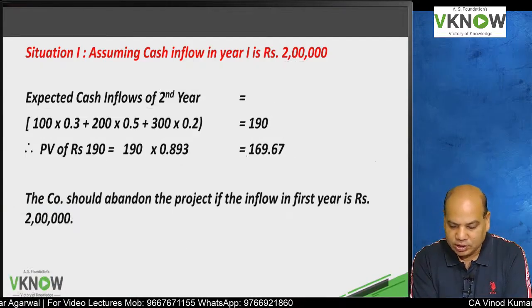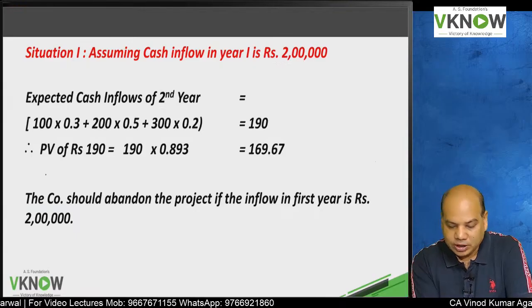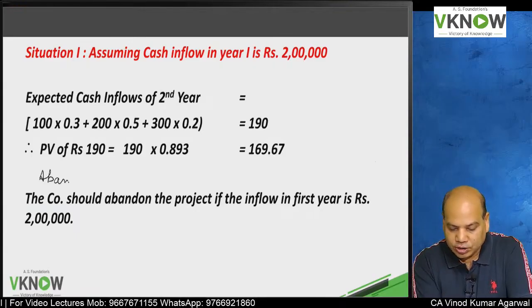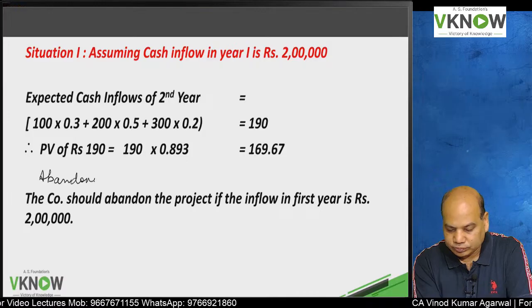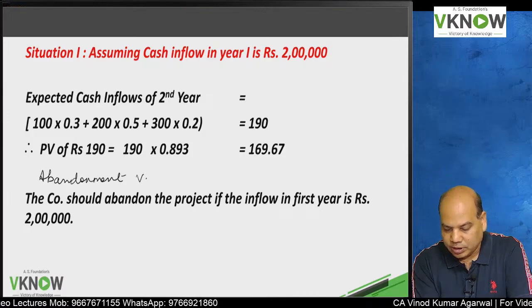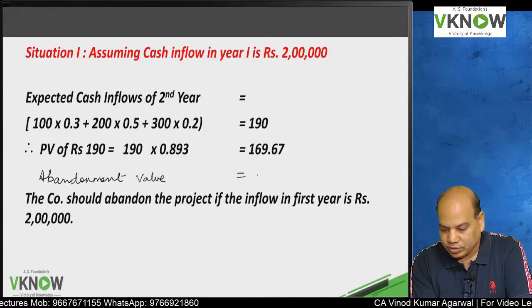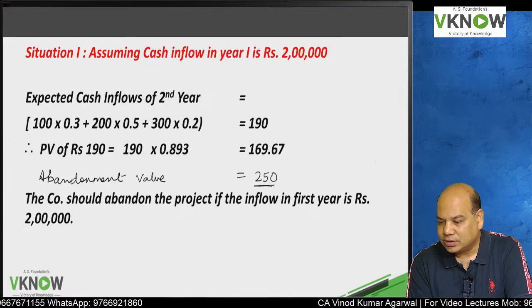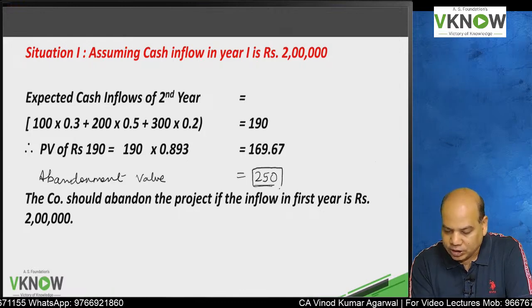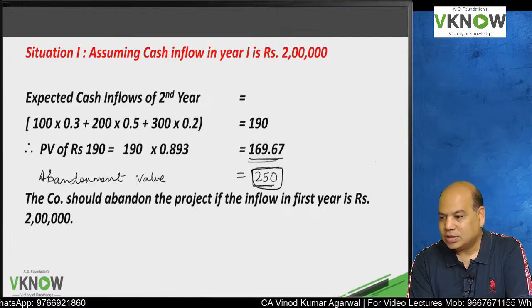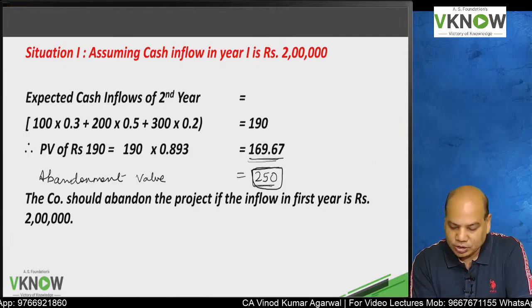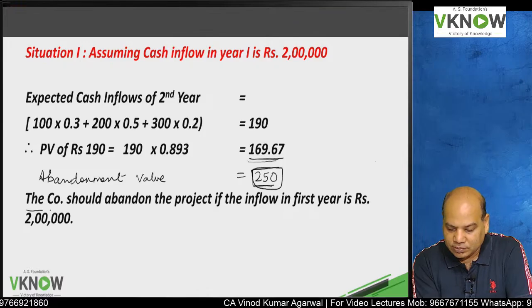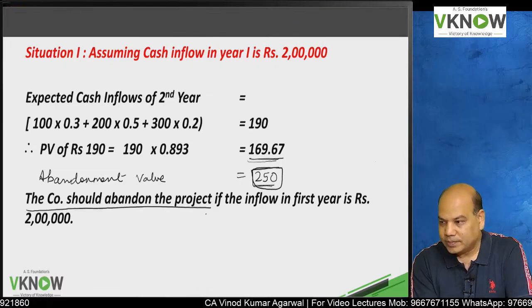And what is your abandonment value? Your abandonment value is 250. So what would you prefer, 250 or 169.67? If you abandon, you will get 250. If you continue, you will get 169.67. So the answer is clear. The company should abandon the project.